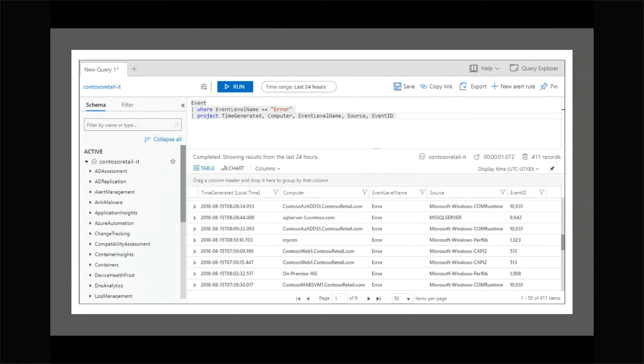If you're noticing some issues with a certain resource, you can go in here and pull all of the errors, pull all of the warnings and stuff like that to see if there's any correlation you can make with the log events that are being traced and the metrics, the performance of your environment.